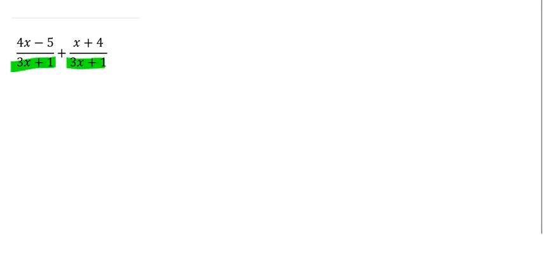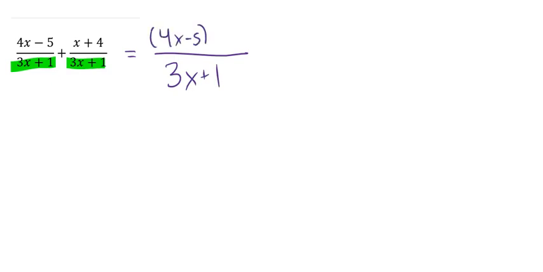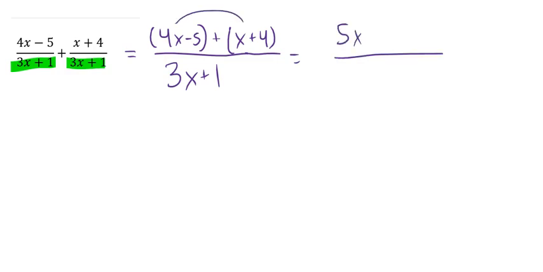I need the denominator of this and the denominator of this to be the same. Here they are. So just like with regular fractions, when they add, my denominator sticks around, and I just add the numerators. I add 4x minus 5 plus x plus 4, and that makes 4x plus x makes 5x, minus 5 plus 4 makes minus 1 over 3x plus 1.